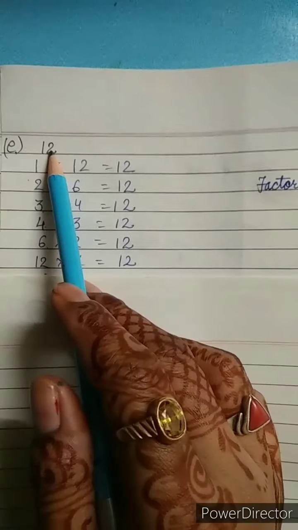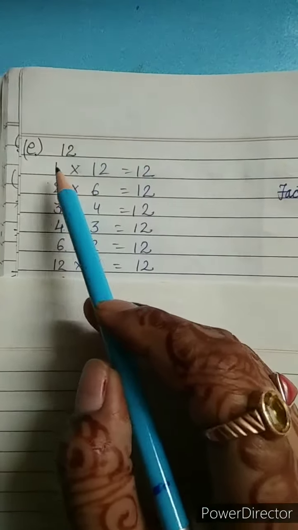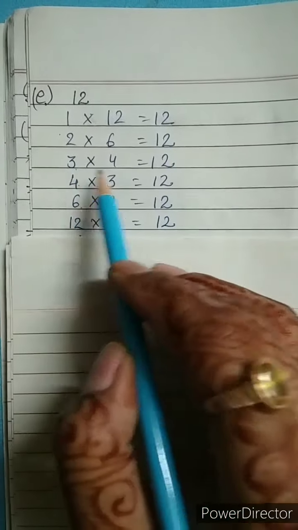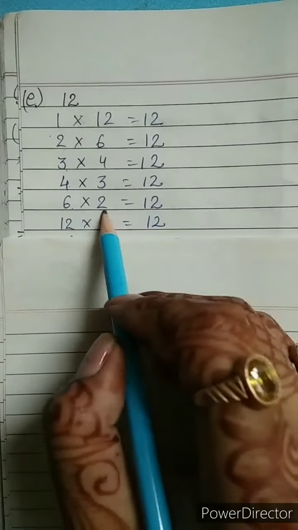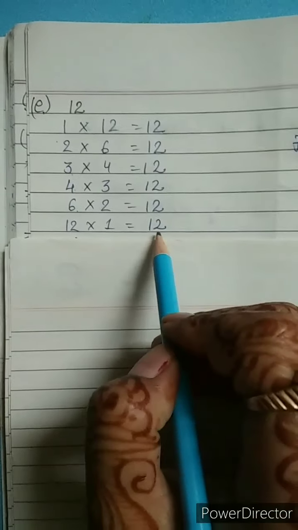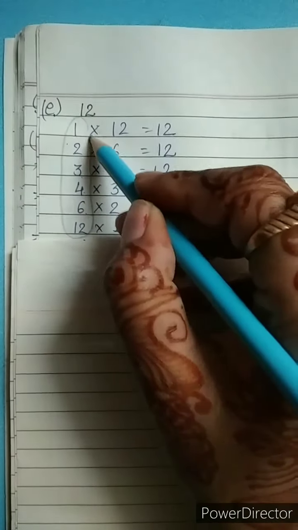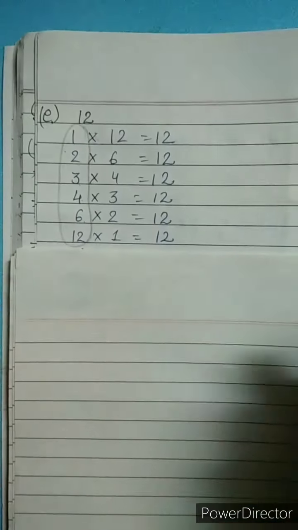Next question is 12. So we will start with 1. 1 12s are 12, 2 6s are 12, 3 4s are 12, 6 2s are 12, 12 1 is 12. So 1, 2, 3, 4, 6 and 12 are the factors of 12.